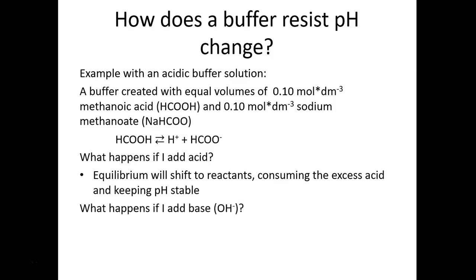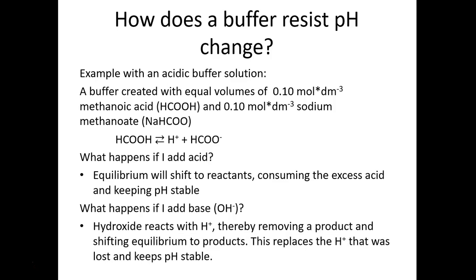Now, if I add base in the form of hydroxide ions, the hydroxide is going to react with the hydrogen ions, creating water. What I'm effectively doing when that happens is removing the hydrogen ions, and so the system will respond by shifting to products to replace those ions. So again, the pH is going to stay pretty stable because the system's just going to shift to replace those, and so the pH should stay roughly the same. Now, eventually, depending on the concentrations, you can add enough acid or base so it will exhaust the buffer, as we say. It'll just run out of stuff to react with. But small amounts of acid or base are fine.